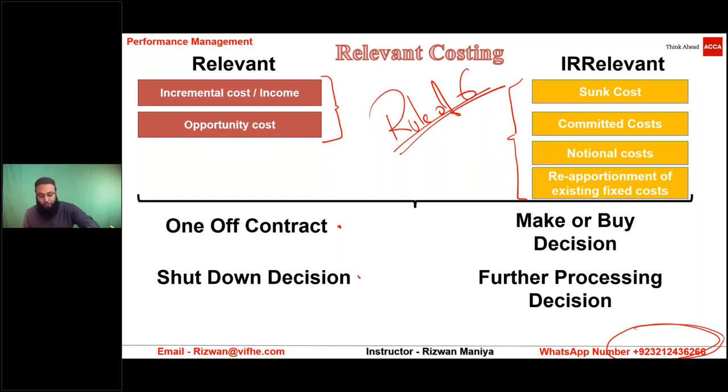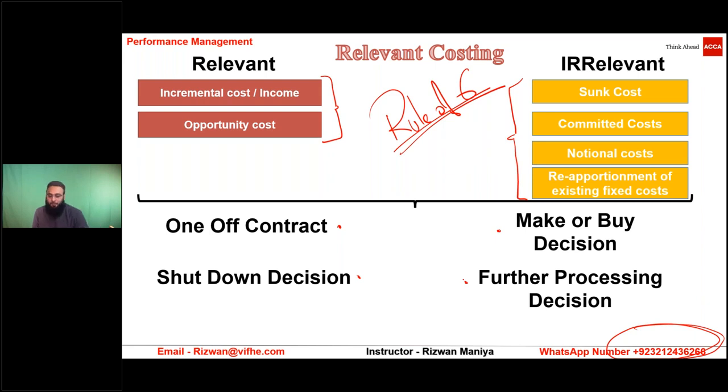For a shutdown decision, for example, there is an option to close a business on a temporary basis. The one that we just saw in the previous ALCA hotel question, they were thinking to close the hotel for quarter 1, and I did mention that fixed cost is a cost that you will incur in any case. That's a committed cost. So for shutdown decisions, for make or buy decision, that is, should you produce a product in-house or buy it from outside, make or buy, and then further processing decisions.